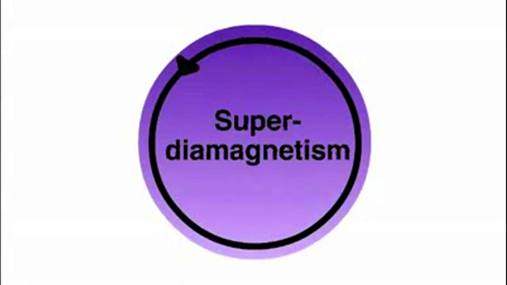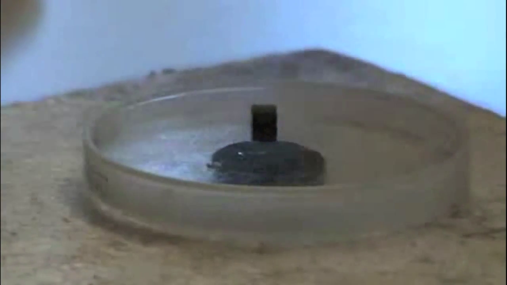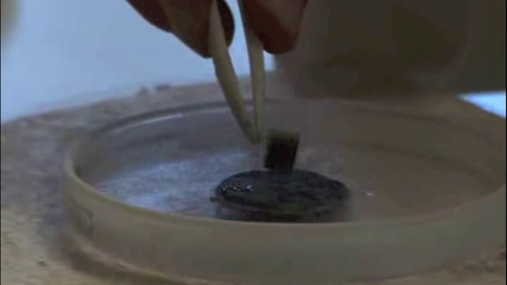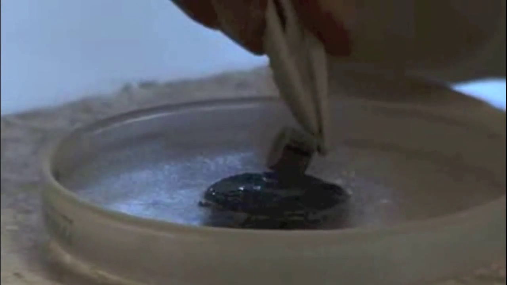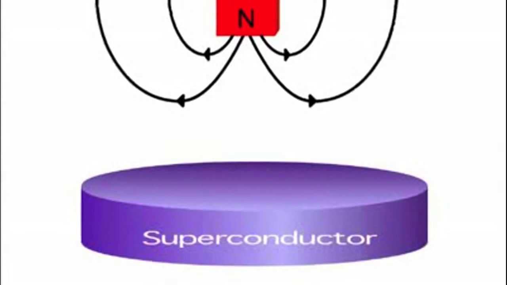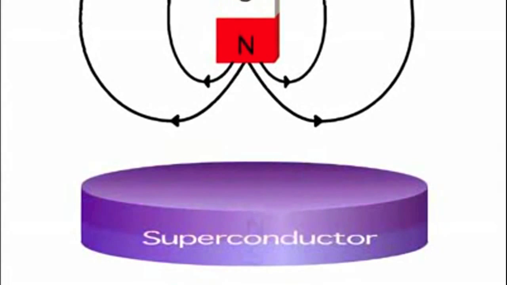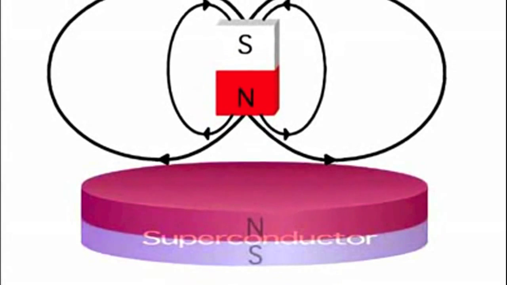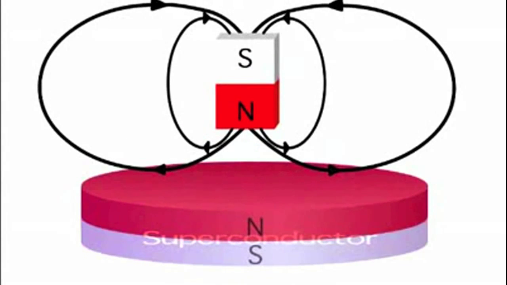This property is called superdiamagnetism, or perfect diamagnetism. This exclusion of the magnetic field is also called the Meissner effect. It can be used to levitate a strong rare earth magnet. To the magnet, the superconductor looks like another magnet with an opposite magnetic field, or pole, so the magnet is repelled from the superconductor.